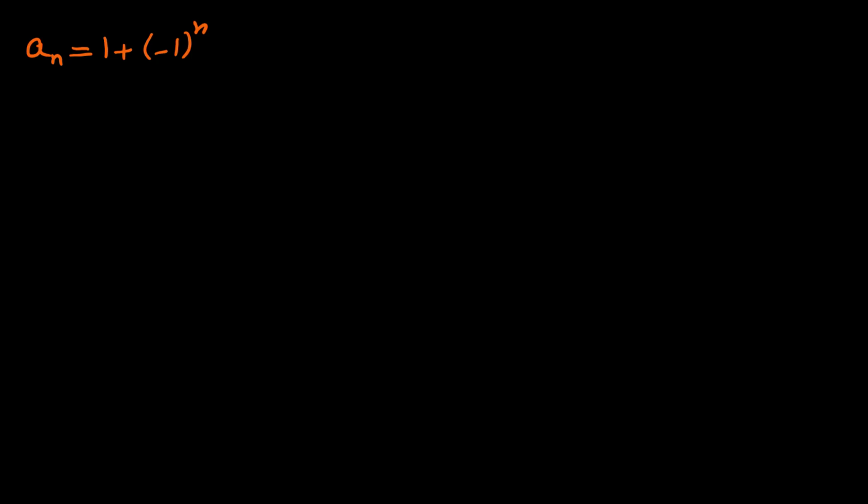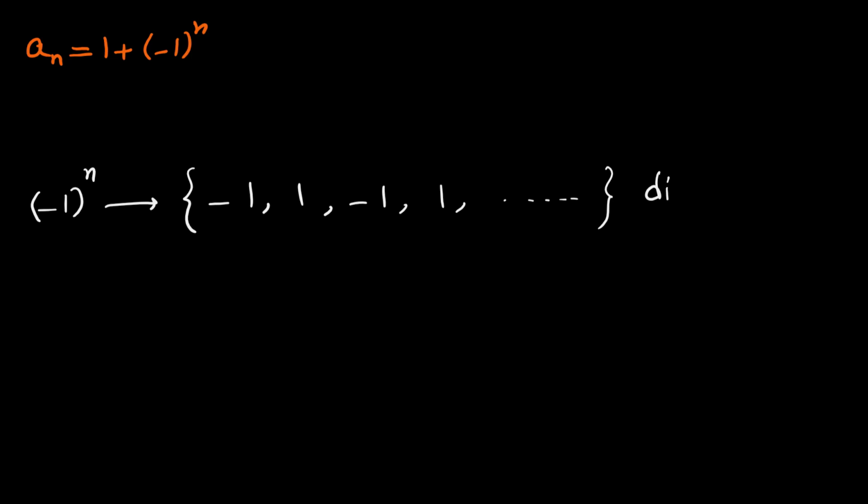Now look at this example. The sequence is 1 plus negative 1 to the n. Probably right now you should be familiar with this sequence, negative 1 to the n. If you write the terms of this sequence, you would see that the terms are negative 1, then 1, negative 1, 1, and so on. As you can see, these terms do not approach a number. So this sequence is not convergent, and basically this is a divergent sequence.